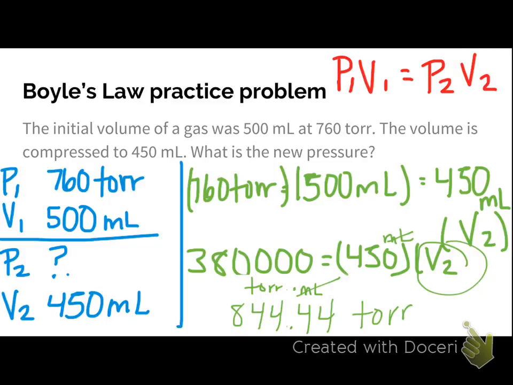Now looking at the statement that we looked at before, it said that our pressure and our volume are inversely proportional. So what happened here? My volume went down. My volume started out as 500 and it went down to 450, which means that my pressure should, inversely, go up. So I had 760 and I'm ending at 844. So just double check yourself. Make sure that your answers make sense with the statement that you are given at the beginning.